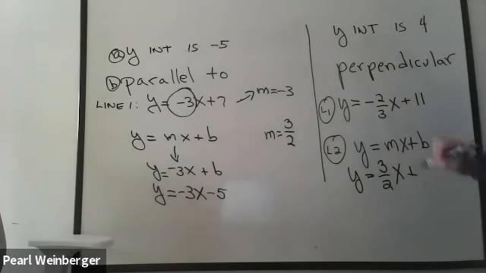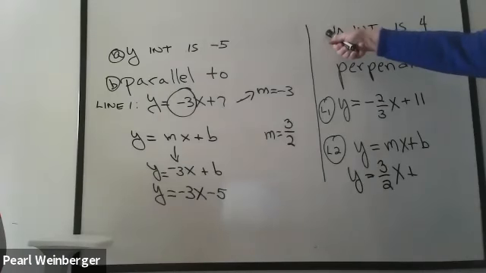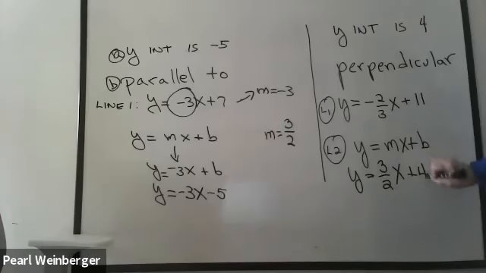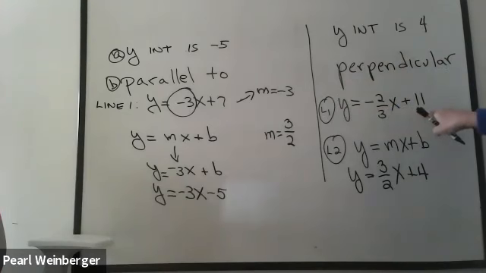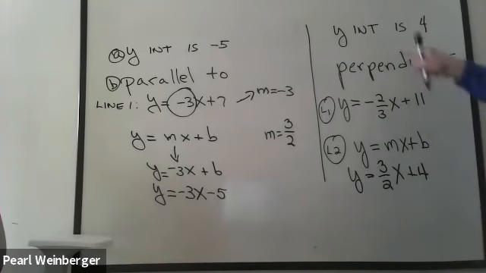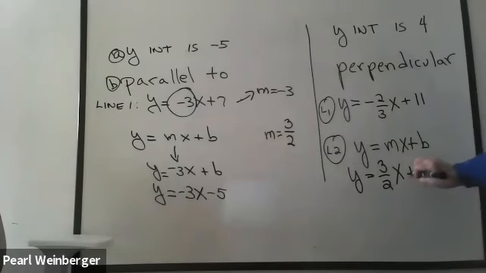Plus, what's my b? 11. That was the original line. What did I say? 4. 4, because I told you my line has a y-intercept of 4. The original line, line 1, the one that was perpendicular, had a y-intercept of 11, but we're talking about an entirely different line. The only relationship it had to that line was that the two lines are perpendicular. So therefore, my equation became y equals 3 over 2x plus 4.